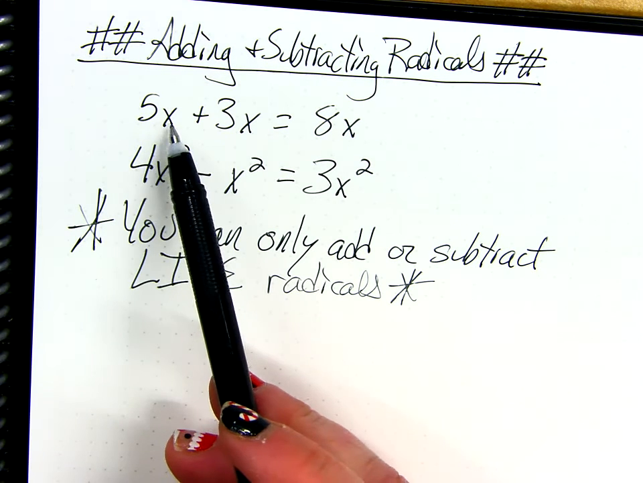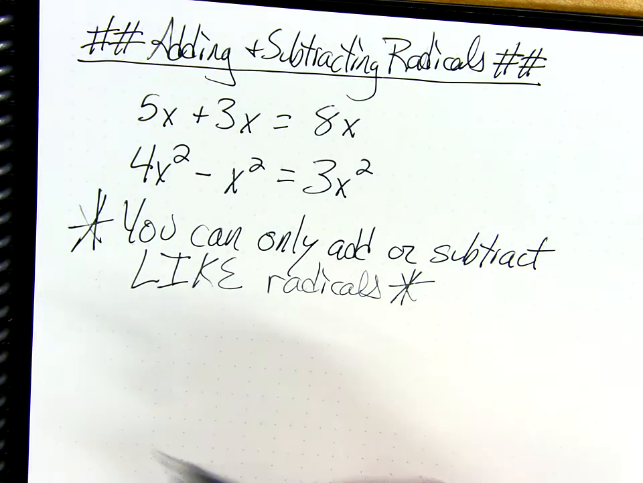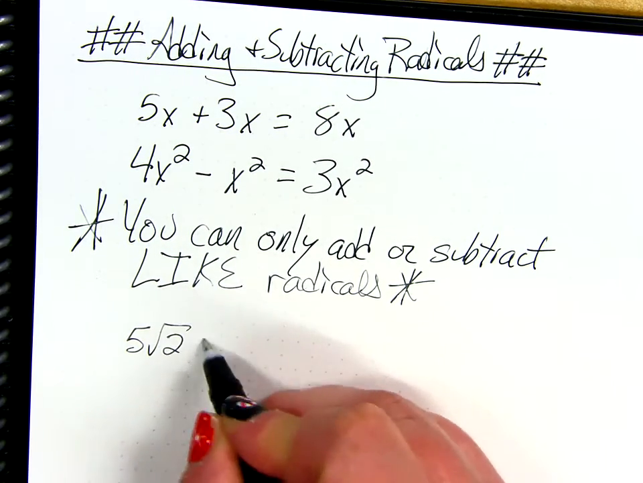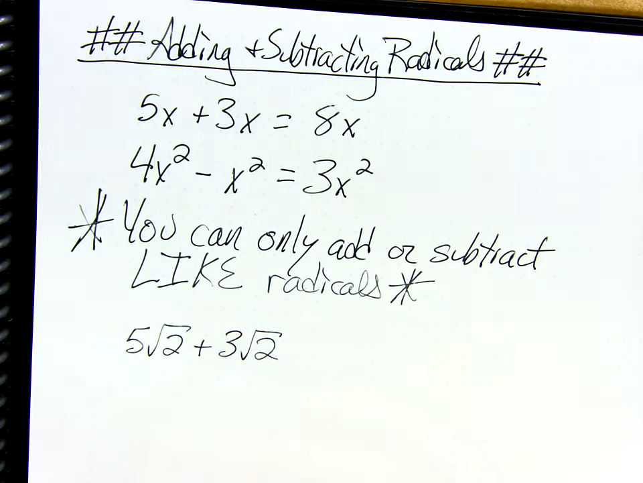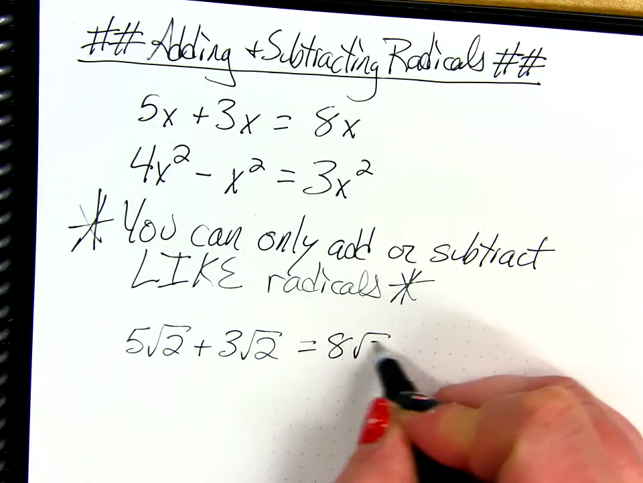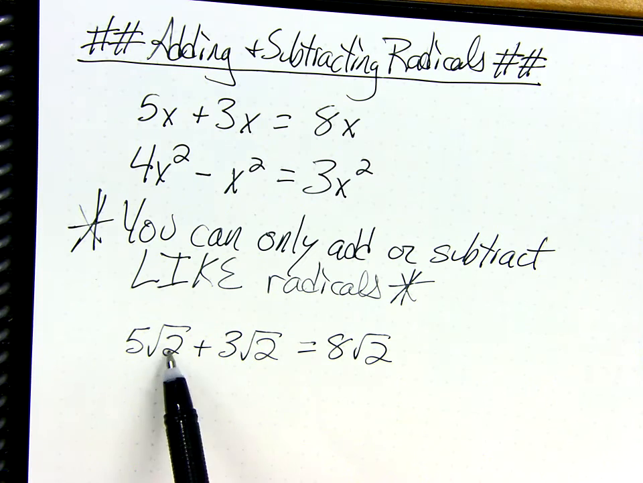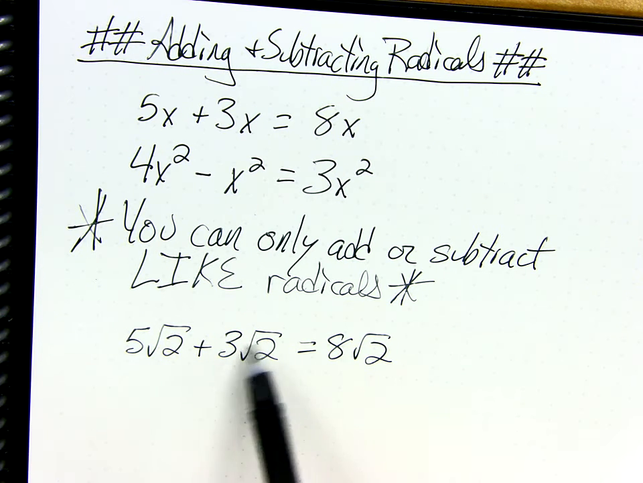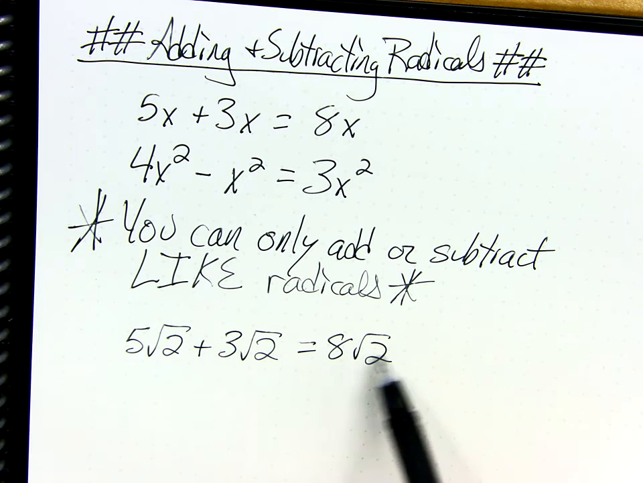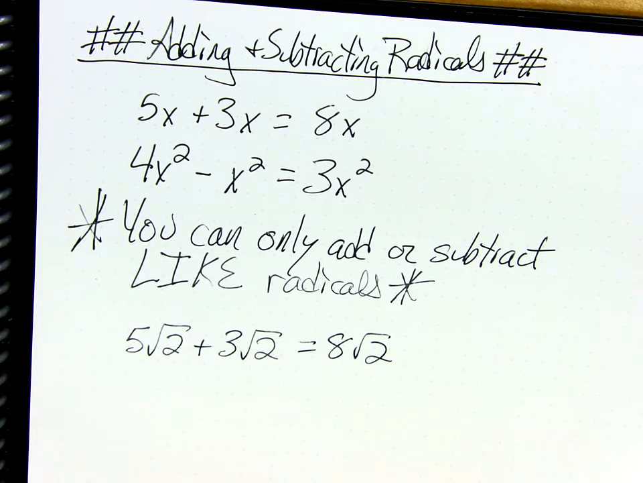So just like I had 5x plus 3x, say I had 5 root 2 plus 3 root 2. Well, what do you think that gets me? 8 root 2, just like it did up here, right? It's just that they're radicals. So it's just saying I have 5 of these root 2's and I have 3 more of these root 2's. So altogether I have 8 of these things called root 2's.